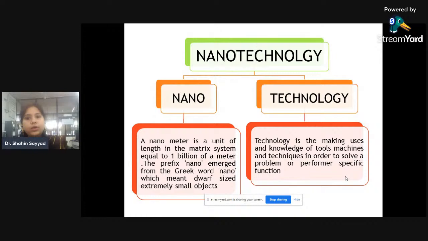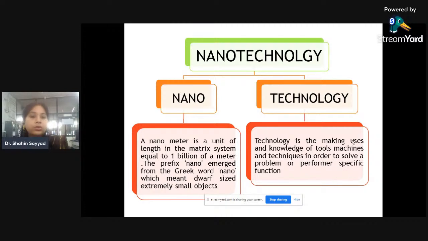So dear students, the word nanotechnology itself consists of two words. One is nano and another one is technology. We are familiar with the term technology. So what is nano? First we will discuss nano. Nano is a unit on the meter scale, of the order of 10^-9. So any material which has a dimension in the range of 10^-9, we can say the material is a nanomaterial, or the particle is a nanoparticle.